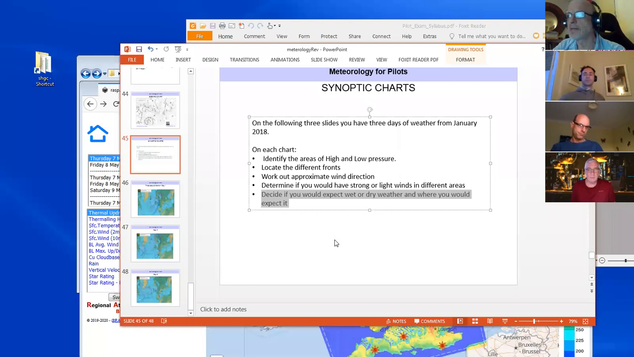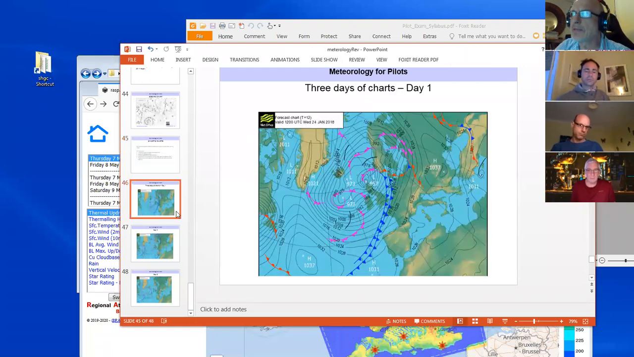If you look at the mock exams, you'll see questions of that nature, where you're going to get presented with a synoptic chart and you'll be asked questions about it. So if we take a very quick look at this, you can see low pressures are marked with an L, high pressures with an H, and the pressure reading for those.